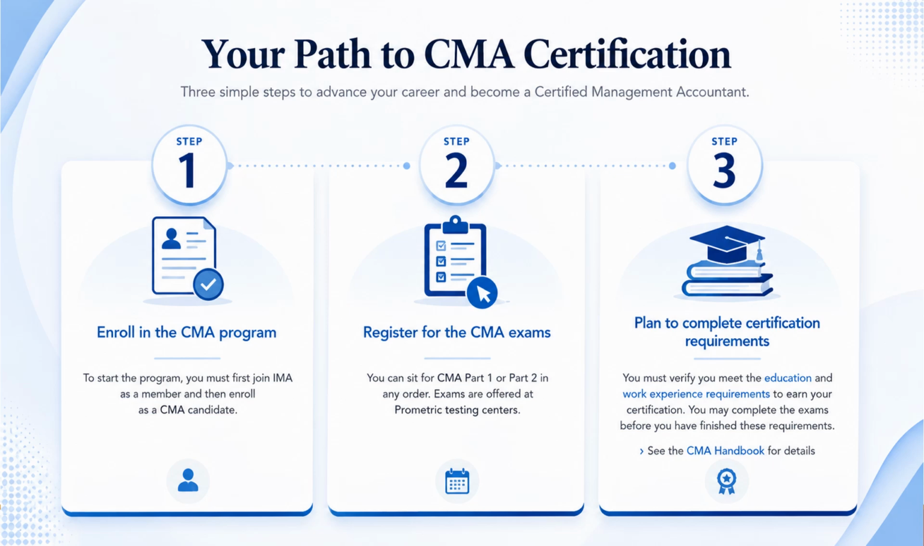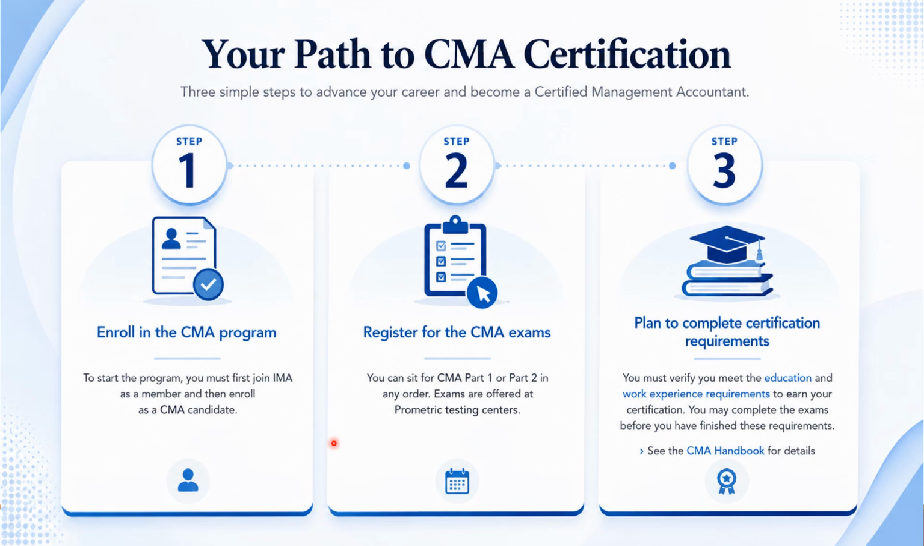Now, how do you get the CMA certification? CMA means Certified Management Accountant. There are three simple steps you have to follow. The first one is that you have to enroll in the CMA program. Enrolling is done by visiting the IMA website, the link to which I'll be giving you in the description, and you have to pay your entrance fee and the membership fee. Then only you get enrolled for the program.